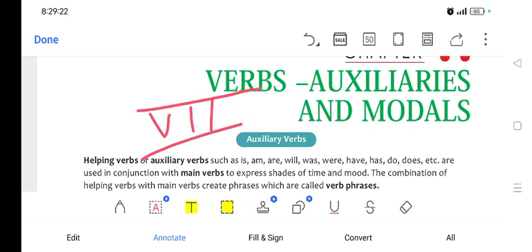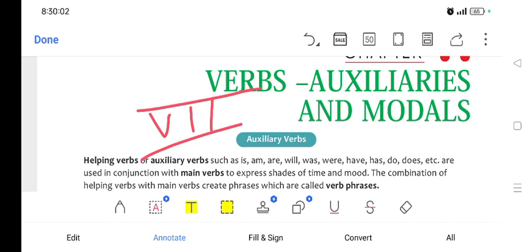In this chapter we are basically going to read verbs, and you know what a verb is? Words that show a state of mind or action are called verbs. In verbs we'll study auxiliaries and modals. Auxiliaries, like helping verbs, are is, am, are, was, were, have, has, do, does, etc. These are called helping verbs. Main verbs, like modals. So what are modals? Modals are used to express shades of time and mood. They will show your possibility, your determination. They are used to describe the moods and shades of time.